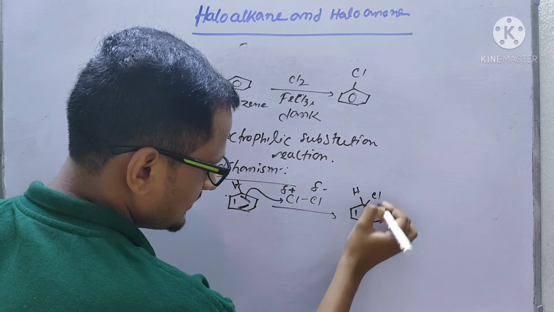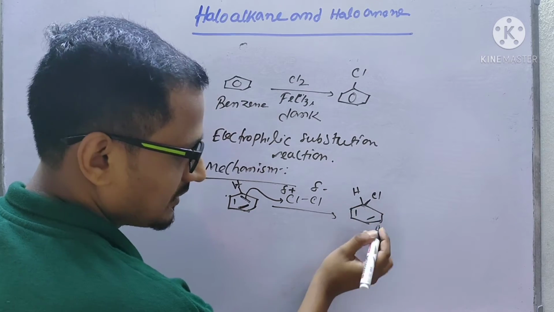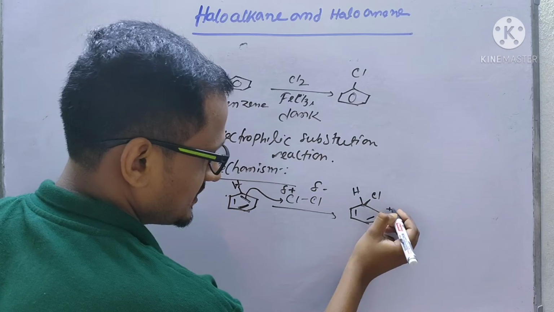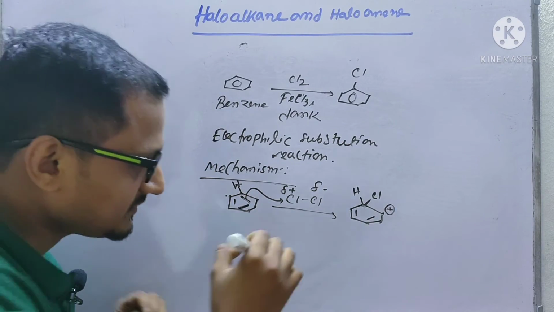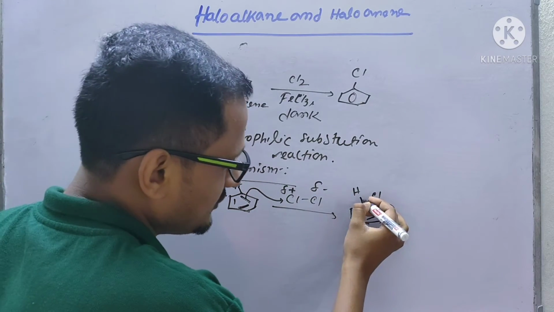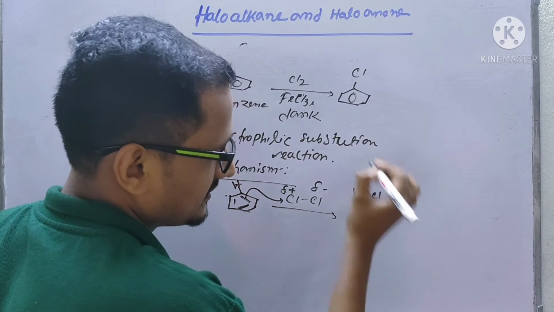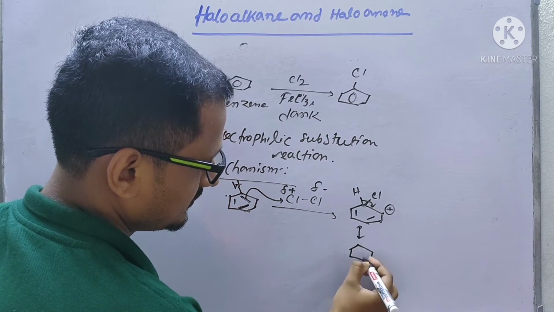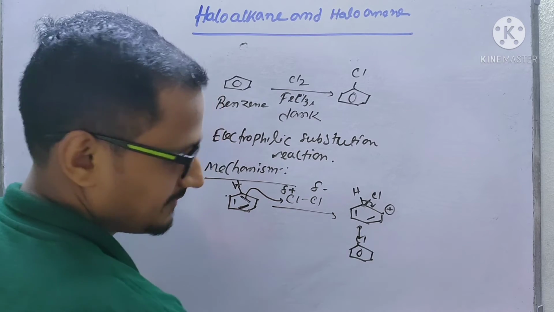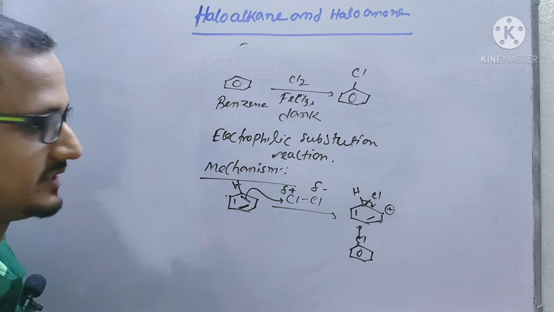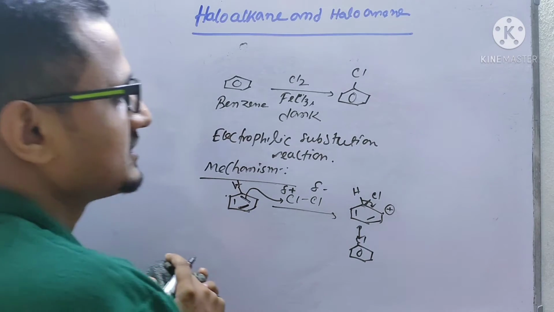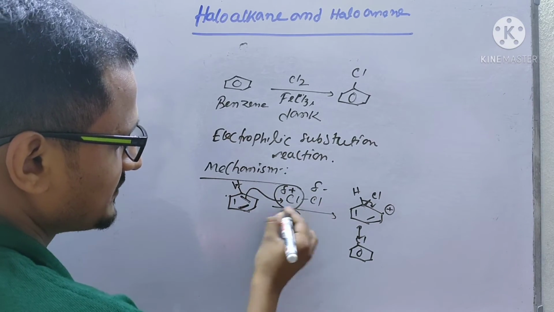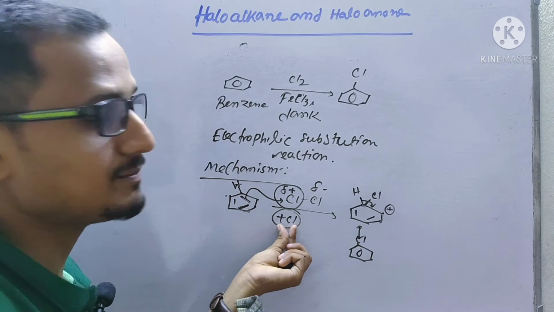So I can write here. But this carbon is not containing any kind of bond here, so it will have a positive charge. After that, by resonance, it will regain its aromaticity, so that we will get chlorobenzene. So this is nothing but an electrophilic substitution reaction. Now this one is Cl plus, that means Cl plus is substituted here. So Cl plus is nothing but an electrophile.